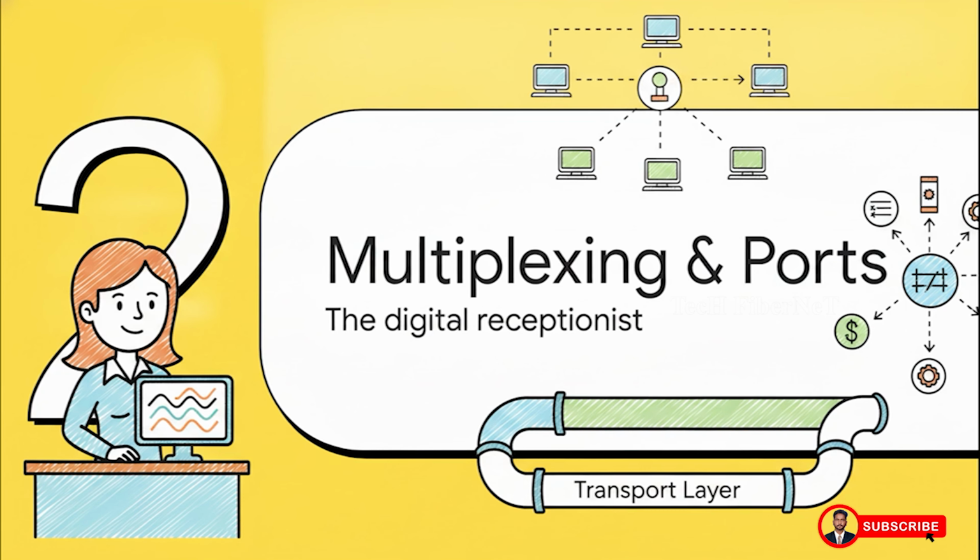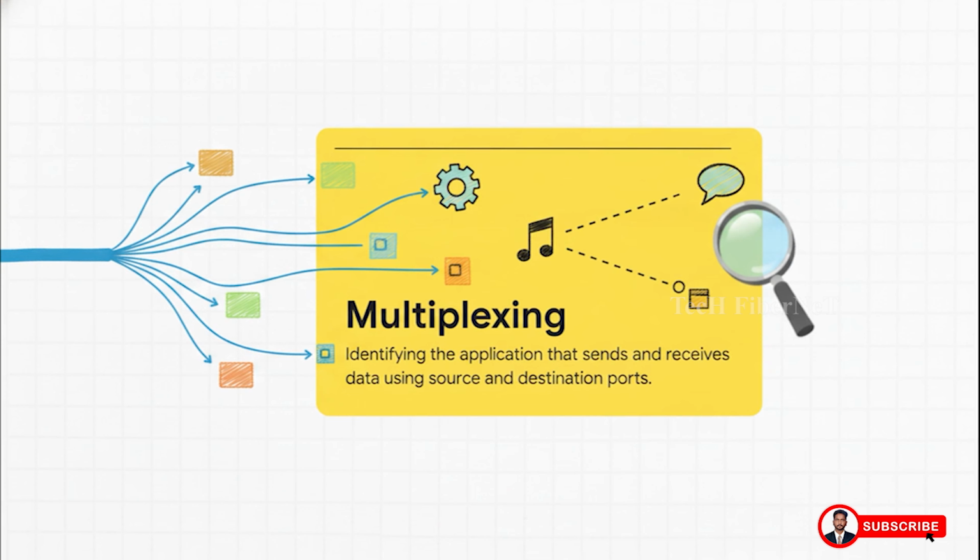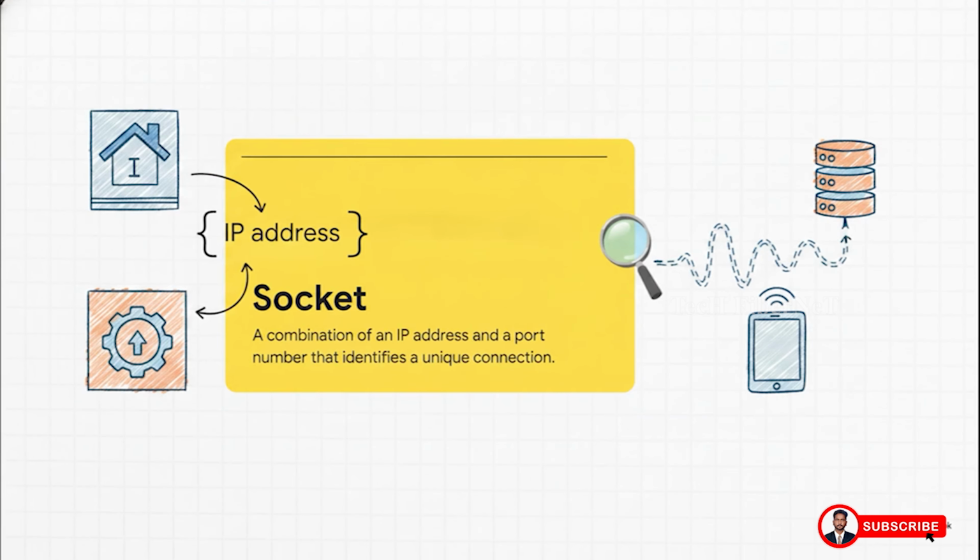Moving to Section 2, multiplexing and ports. Let's see how our digital receptionist actually pulls this off. So, multiplexing. This is honestly the clever little trick that lets your computer run a dozen apps at once without instantly scrambling the incoming packets. The transport layer pulls this off by tagging every single data segment with a source port and a destination port. It's essentially dividing a single network connection into multiple logical channels. When your operating system gets a packet, it just reads that destination port and instantly knows exactly which running process requested that data. And that brings us to a crucial concept, the socket.